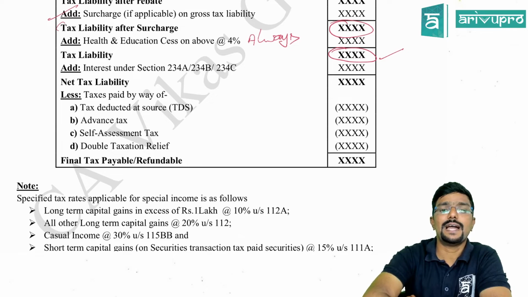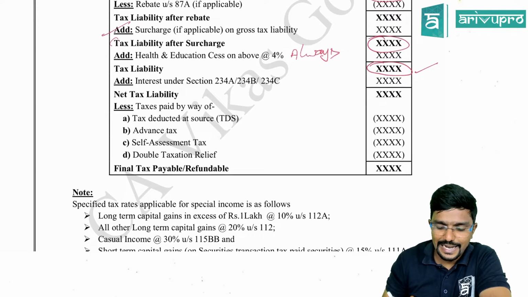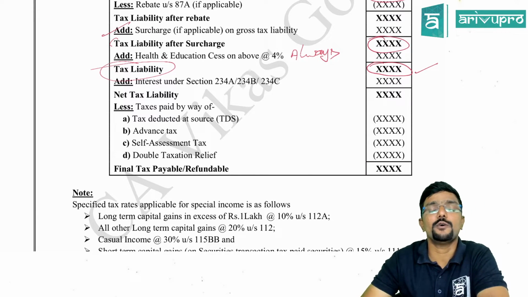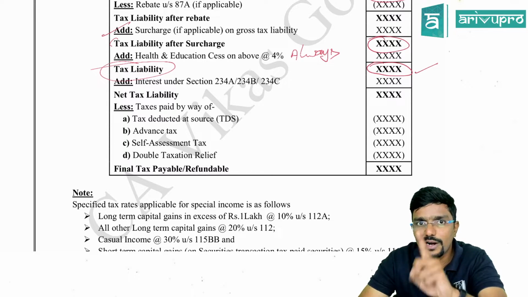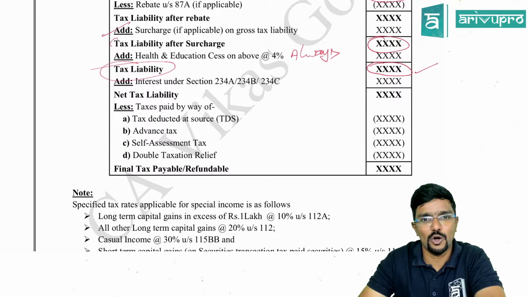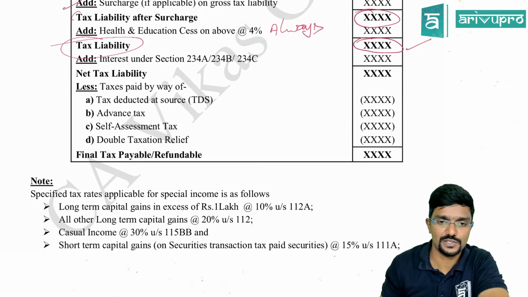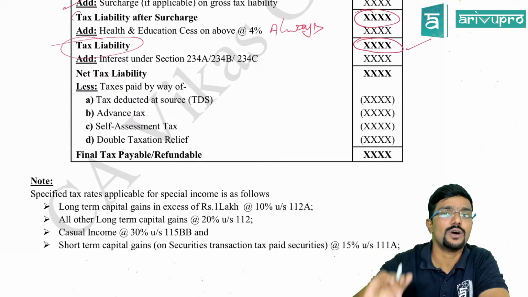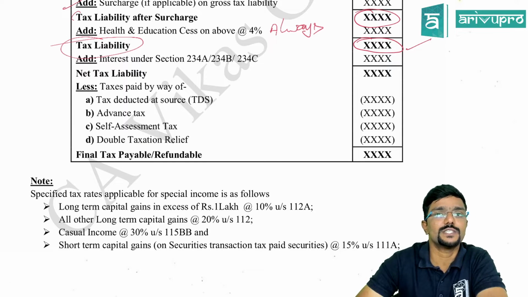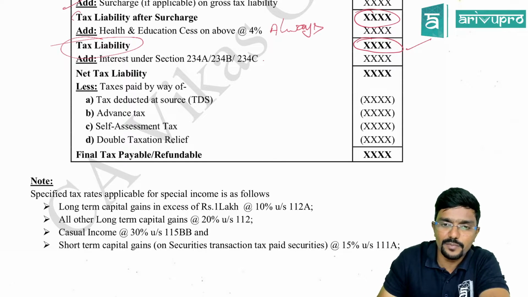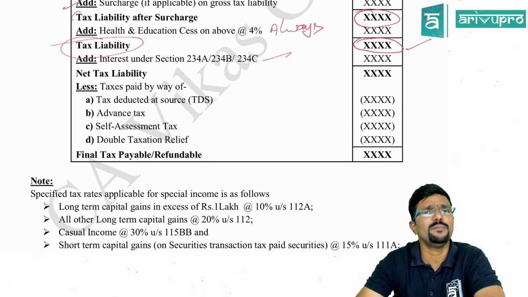Next, after adding health and education cess, you will get tax liability. This is actually what you are supposed to pay to the government. But there are certain adjustments which I may make on this. That is, if I don't pay tax on time or if I don't file returns on time, then I may end up paying some interest under section 234 ABC.